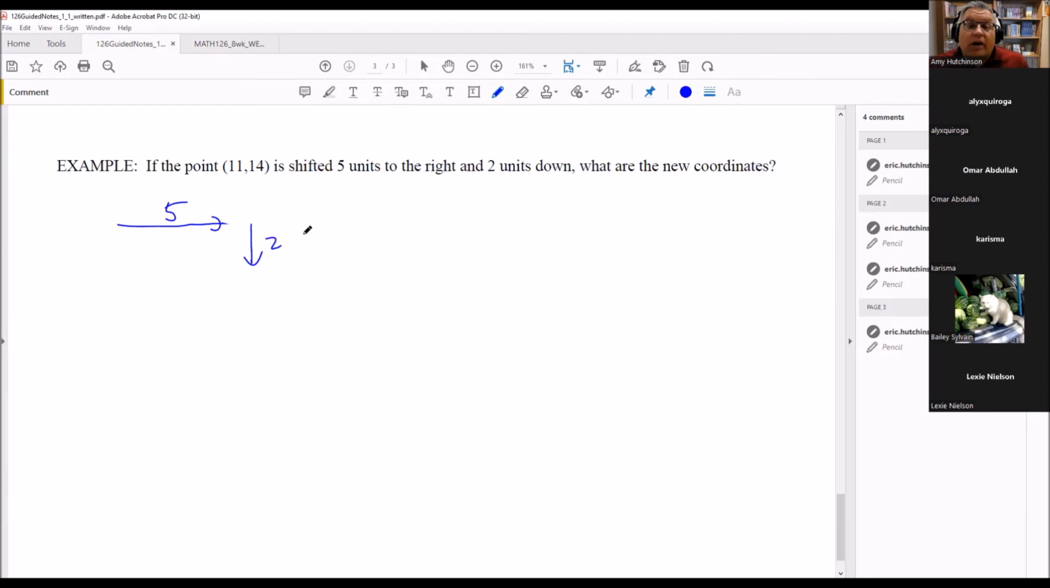Okay, now you don't have to worry about even plotting this. You don't have to plot 11, 14 and physically move it. You could, if you had graph paper, certainly you could do that. You could plot 11, 14 and then physically move it over to get the answer, but you don't have to.